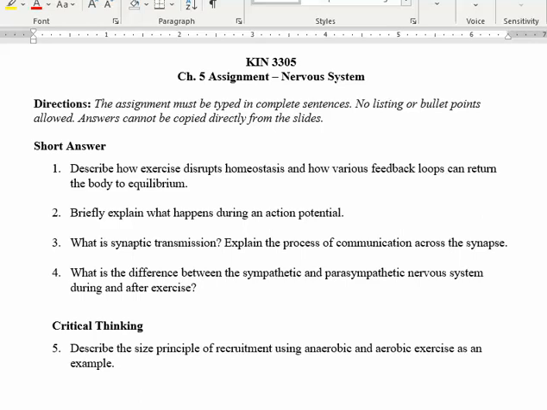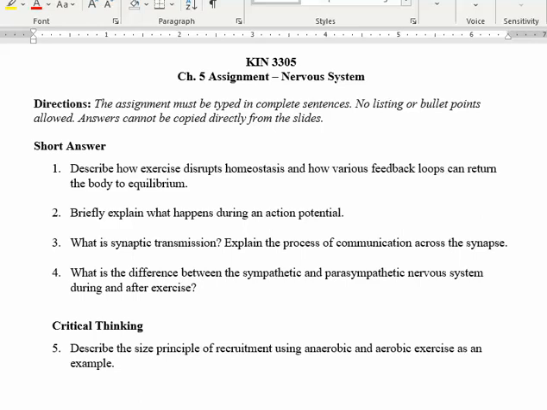First, we're going to talk about homeostasis and positive and negative feedback loops in the body. Later, we'll get into action potentials. Shortly after that, we'll talk about synaptic transmission and the process of communication across the synapse. And then later, we'll get into the different branches of the nervous system. The sympathetic, parasympathetic is what you're asked about here.